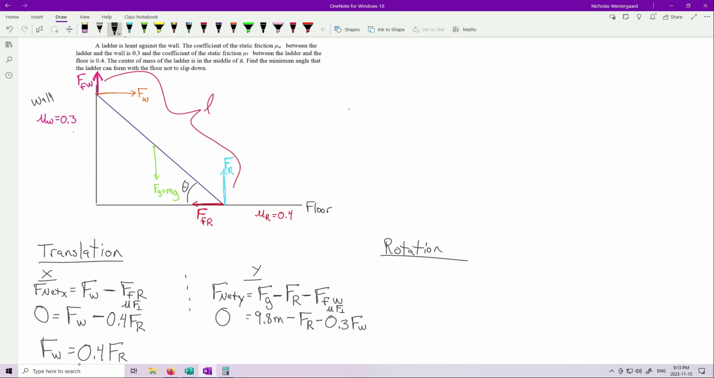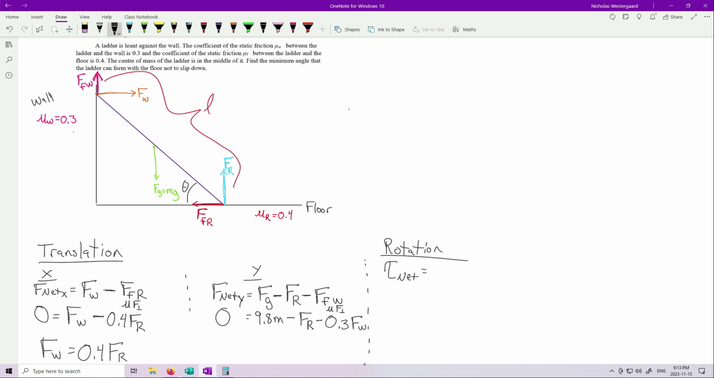This seems to be a puzzle. We seem to be stuck. So if this isn't going to get us the things that we need, what do? We move over to rotation. So when I'm dealing with rotation, I want to set a fulcrum that gets rid of some unknowns.